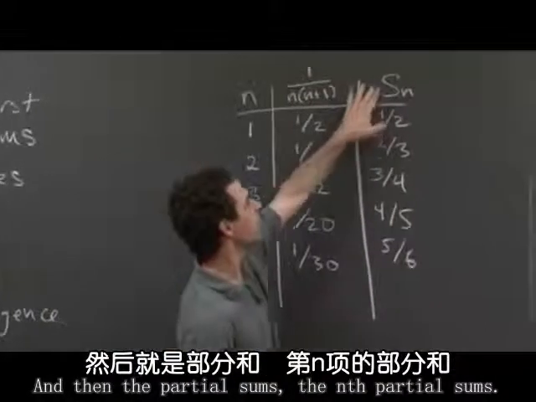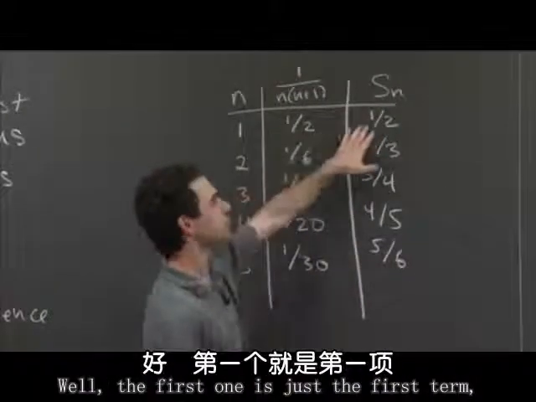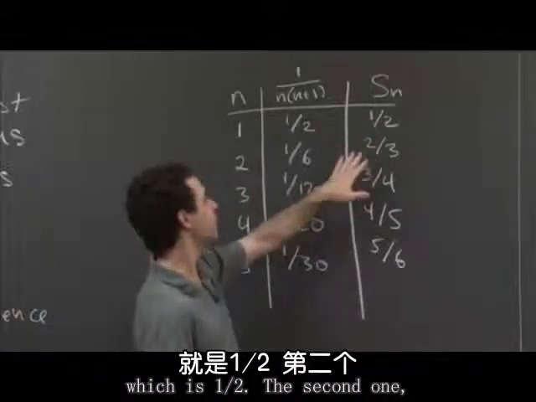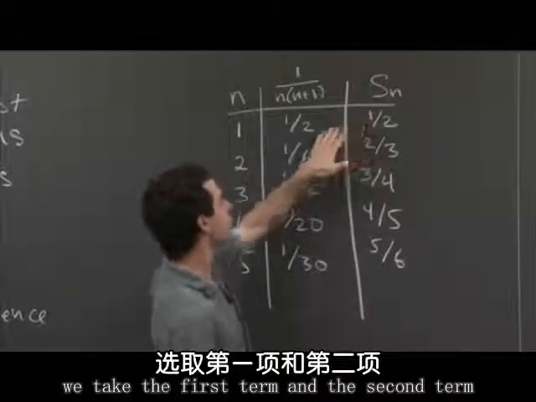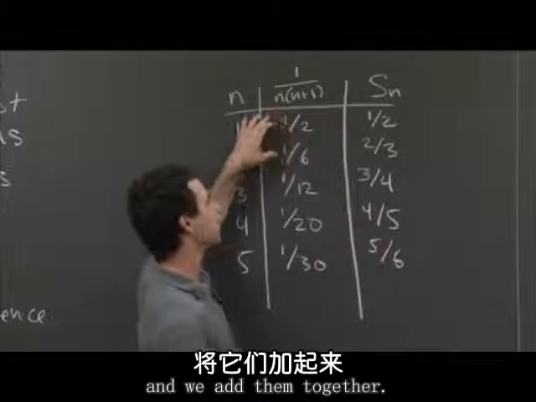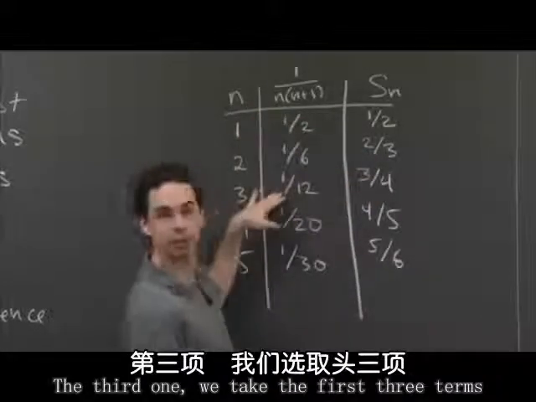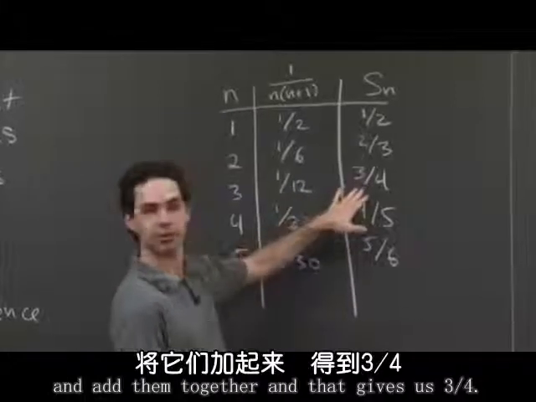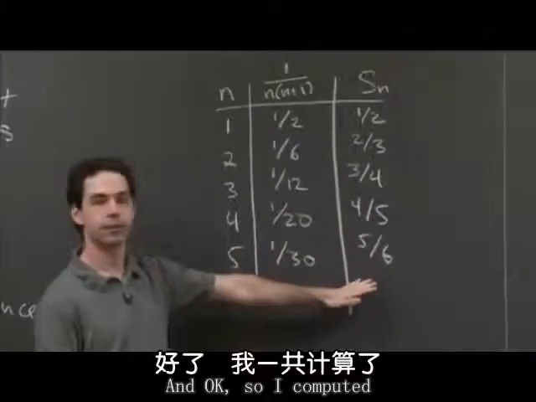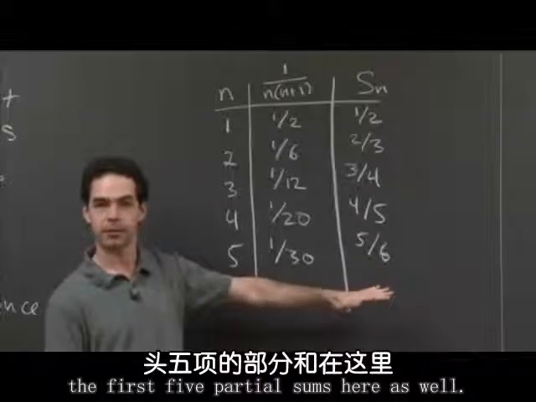And then the partial sums, the nth partial sum, well, the first one is just the first term, which is 1/2. The second one, we take the first term and the second term, and we add them together. So a half plus a sixth is 2/3. The third one, we take the first 3 terms and add them together, and that gives us 3/4. And I computed the first 5 partial sums here as well.